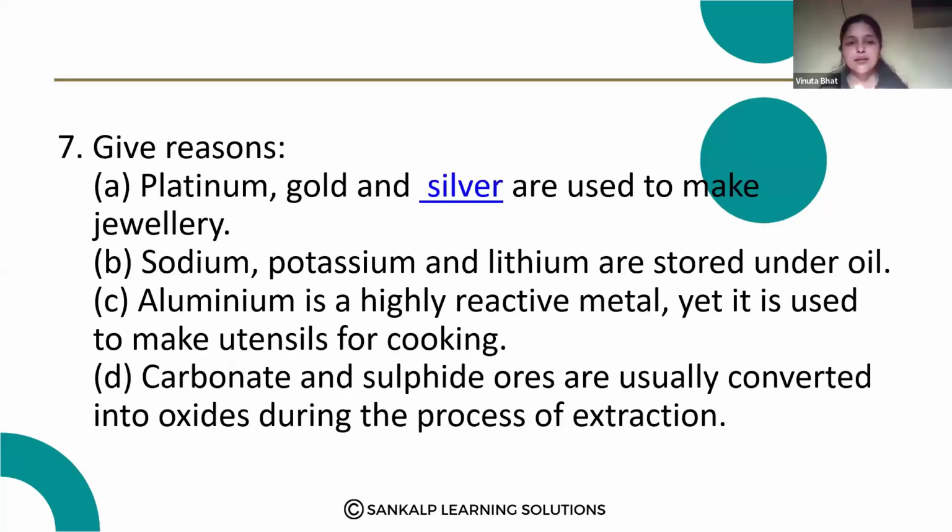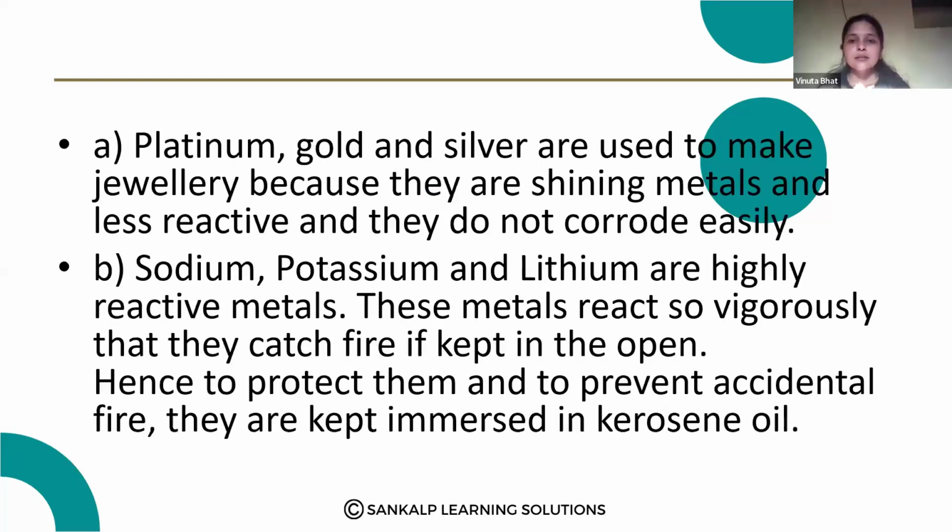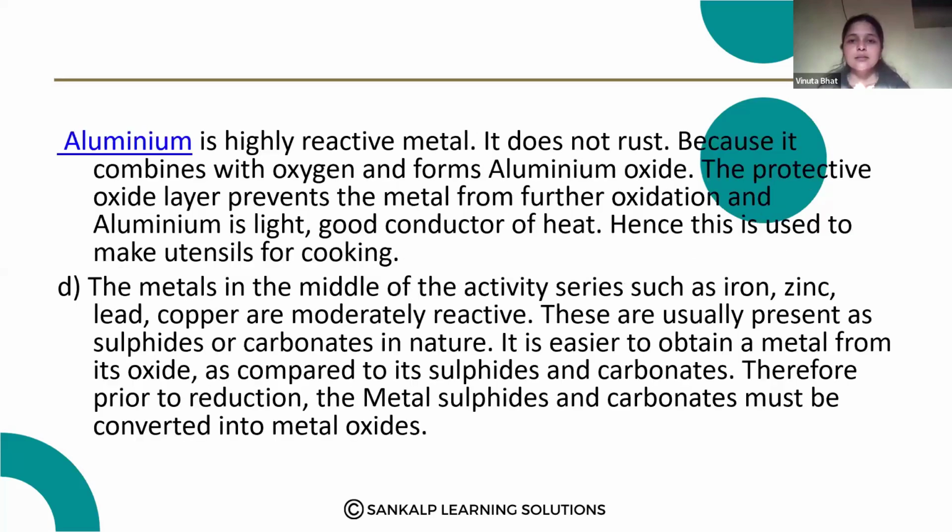Then, aluminium is a highly reactive metal, yet it is used to make utensils for cooking. It does not rust because it combines with oxygen and forms aluminium oxide. The protective oxide layer prevents the metal from further oxidation, and aluminium is light and a good conductor of heat. Hence, it is used to make utensils for cooking.